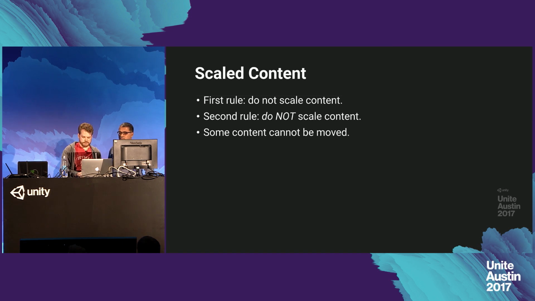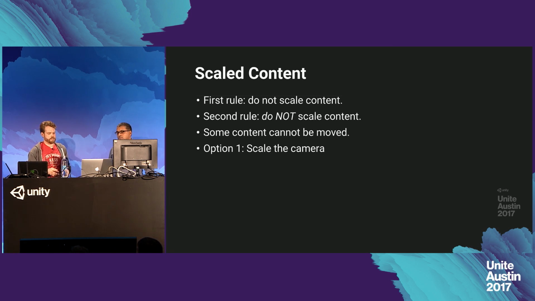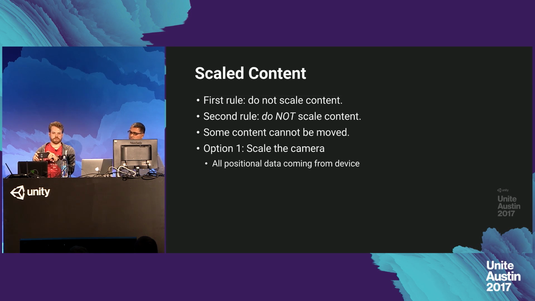So we've got a couple of options. Option one, the simplest thing you could do, is simply scale the camera. And what I mean by that is scaling all the positional information that's coming out of the device. One way to think about it is that these devices have their own sense of space, right? They start at 0, 0, 0, and they operate in meters. What you really want to do is transform that device space into Unity content space, so you're basically translating between two different coordinate systems.